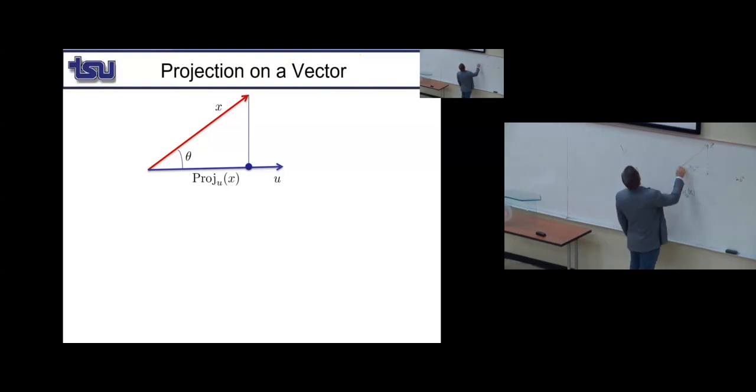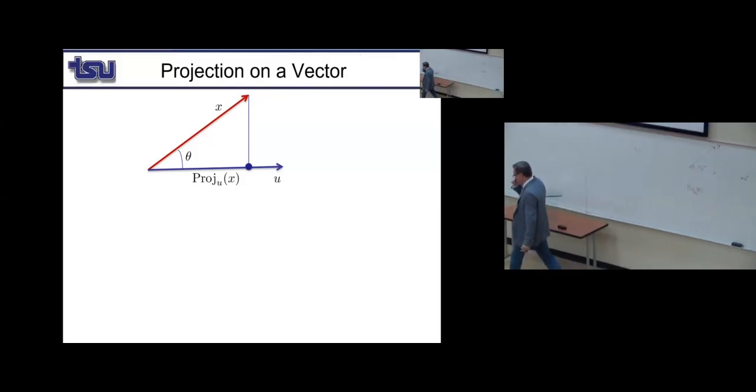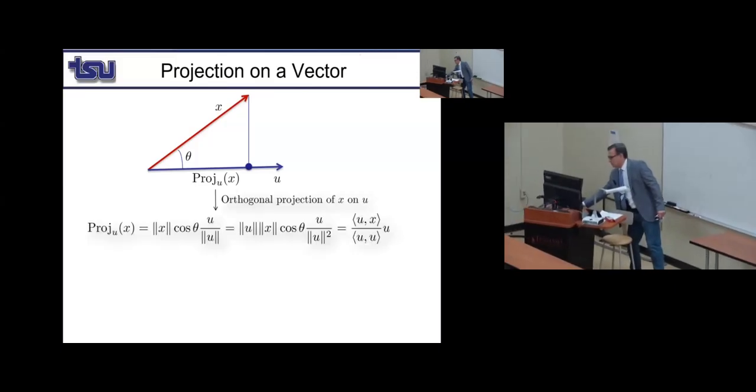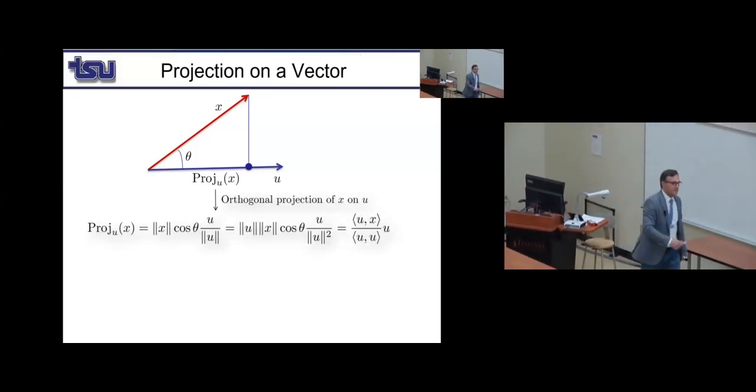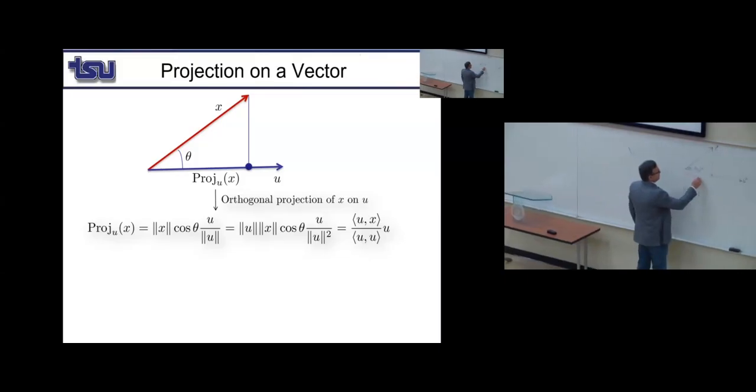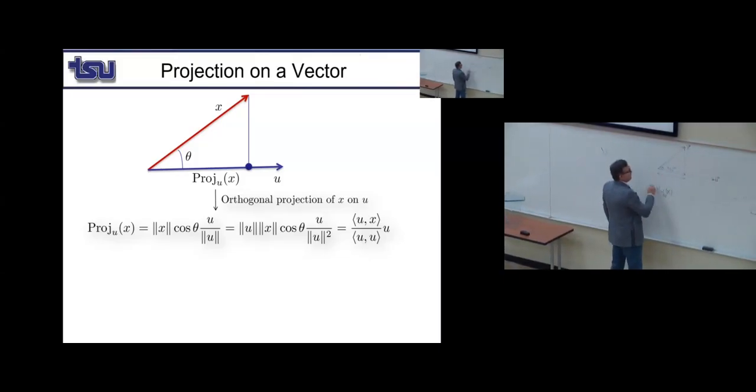And let's say that this is theta. Okay. Then I will also put it here so you can see too. What is this distance right here? That is the length of x times cosine theta. Is that right? Okay. So that's the length.